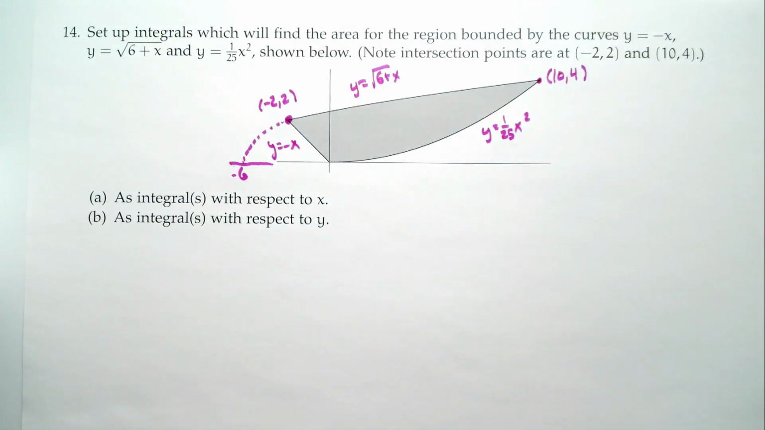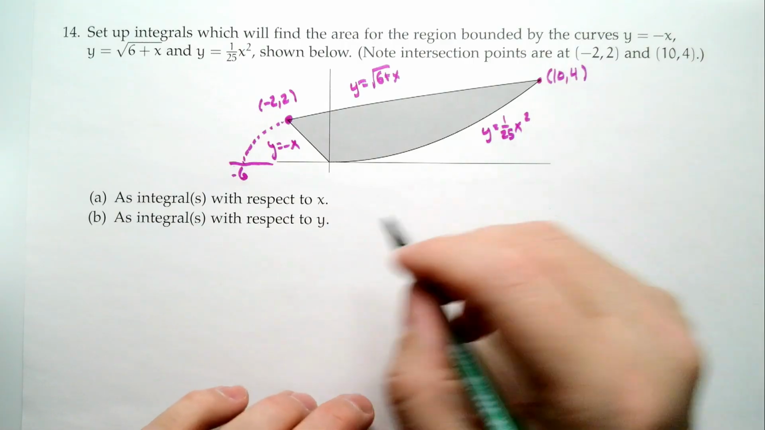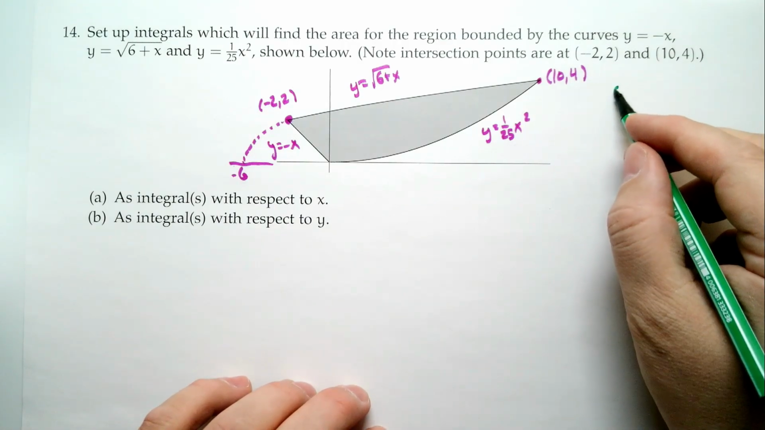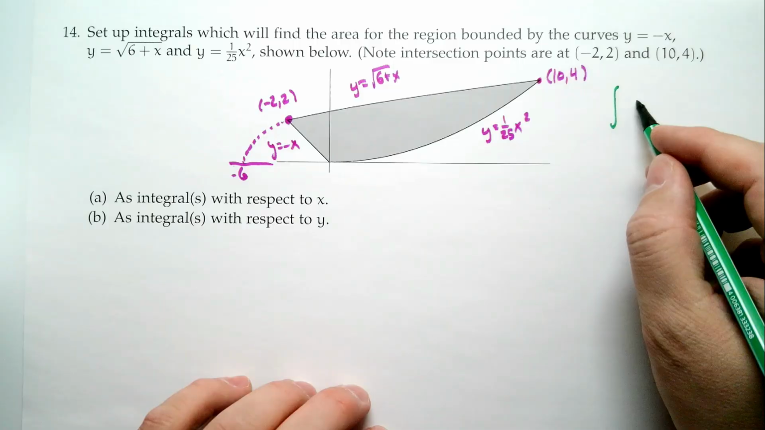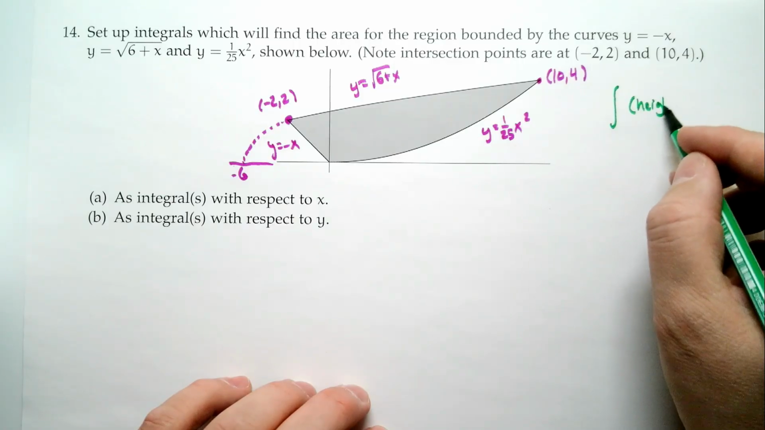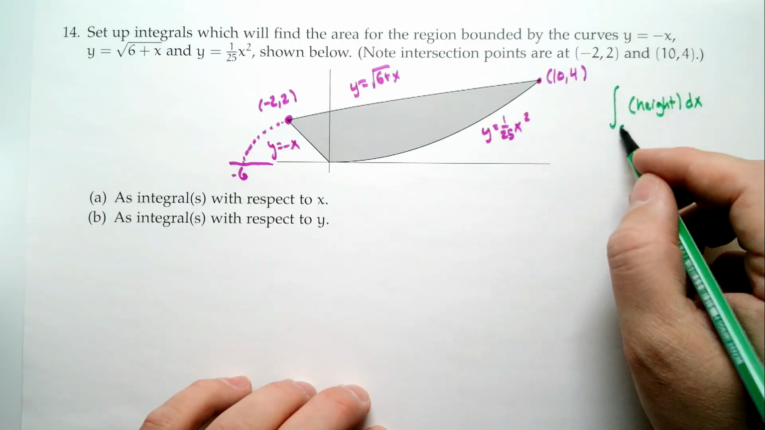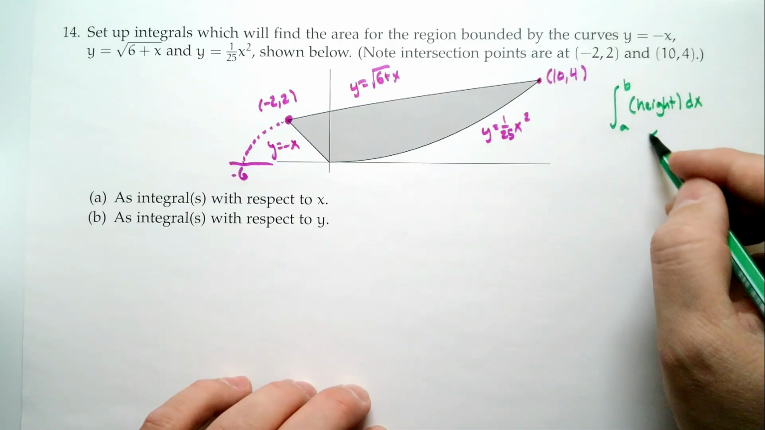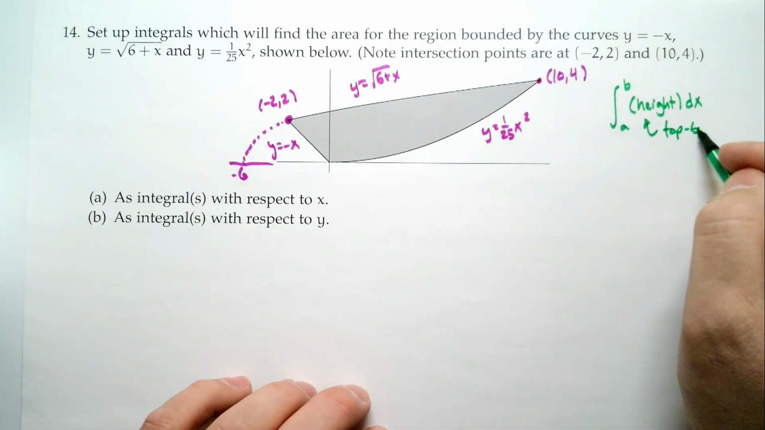So we want to set up integrals which will find the area, and we're going to do it twice. So as integral, or possibly integrals, with respect to x, or in part B, with respect to y. So let's start with respect to x. Now, when we're finding area with respect to x, what we're thinking about doing is integrating our height dx from a to b. So the height, this is top minus the bottom.